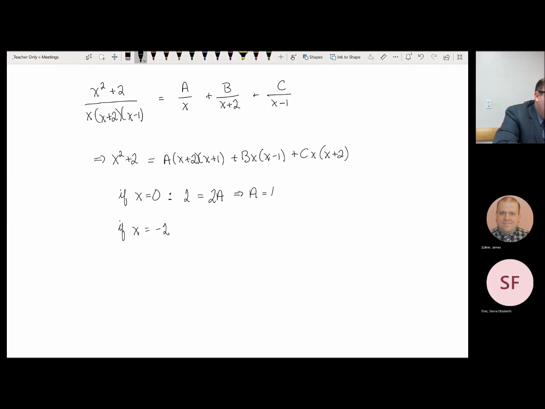Trying to solve for B, both A and C have x plus 2. So say x is -2. -2 squared is 4 plus 2 is 6. Would have to equal, what is that, -2 times -3. So 6B. Means B also has to be 1.